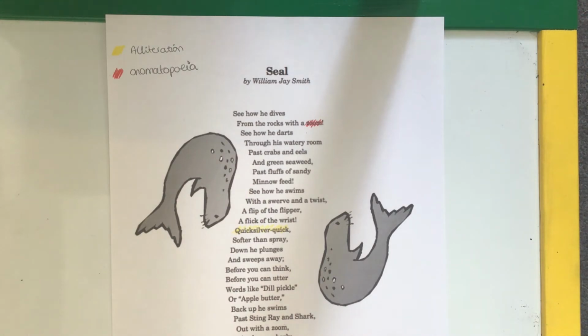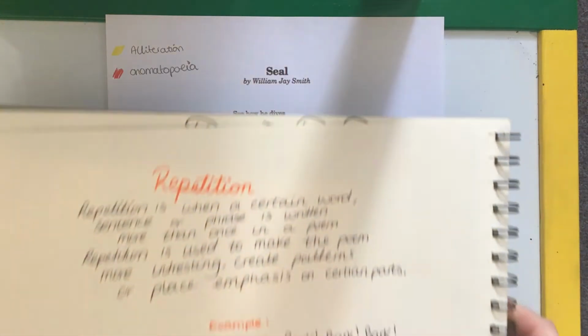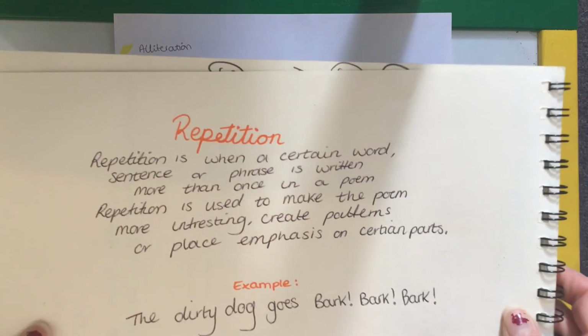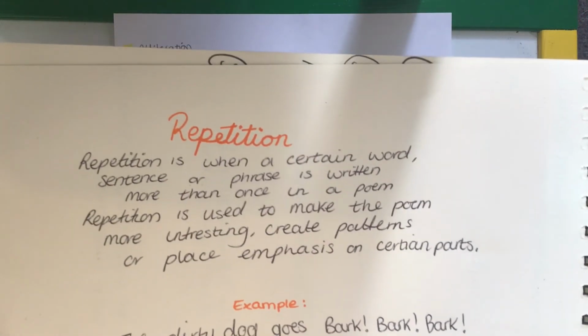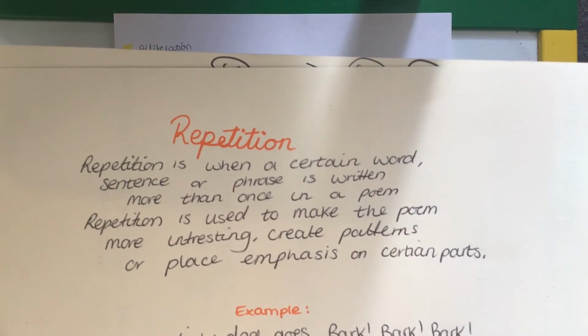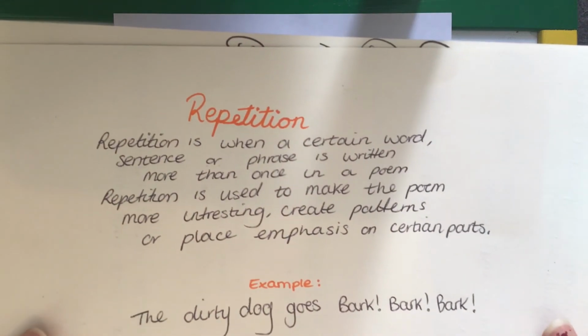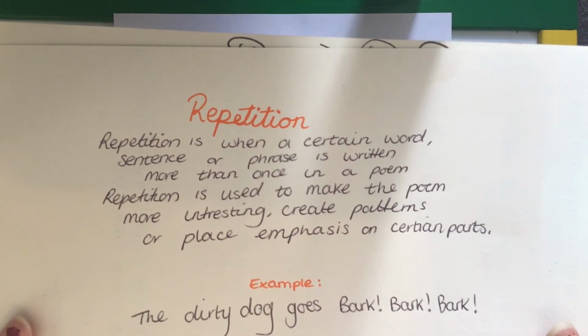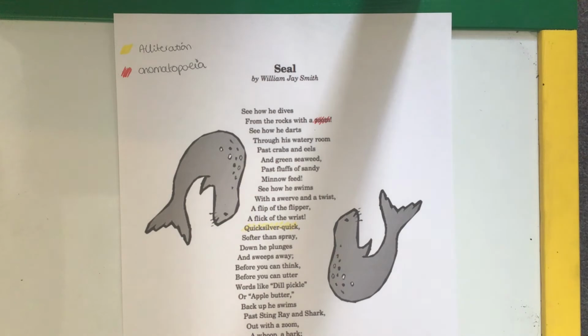Then we need to look for repetition. So are there any examples of repetition? Well, what did we say repetition was? Repetition is when a certain word, sentence or phrase is written more than once in a poem. Can you see any examples of repetition within this poem? Again, pick a colour and draw your key.